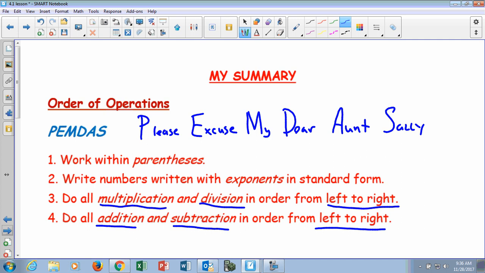Numbers written with exponents in standard form, meaning if you see 3 to the second power, that means 3 times 3, right? This does not mean 3 times 2. It means 3 times 3, which is 9, because 3 times 2 is 6, right? Anytime you see an exponent, you're multiplying this base number by itself, however many times the exponent tells you to do so. If it's 3 to the 4th power, you're multiplying 3 by itself 4 times. That's all exponents are.